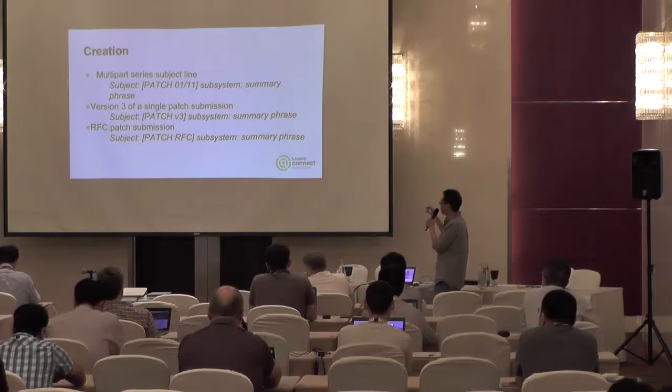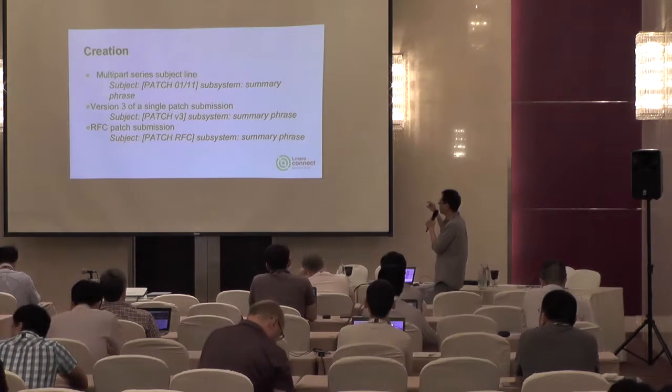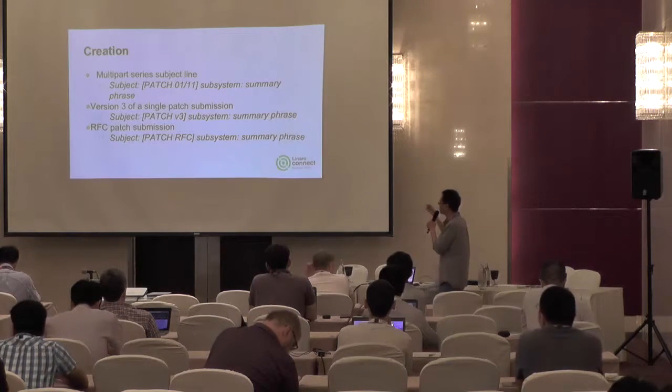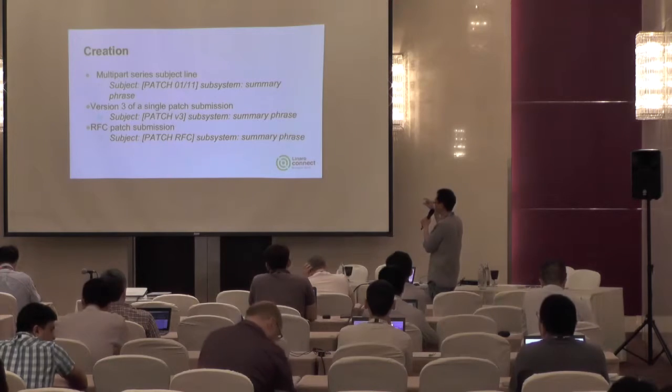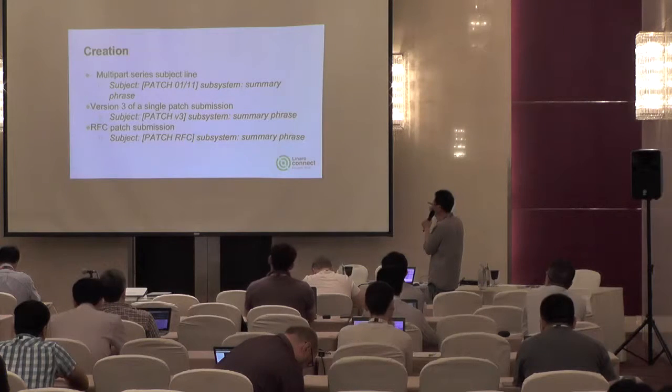When we write a patch, there is a subject for the patch. It briefly describes the patch's purpose. Its format is the word patch with a tag and a number for the patch, then it indicates which subsystem the patch is for, and finally a summary phrase for the patch.